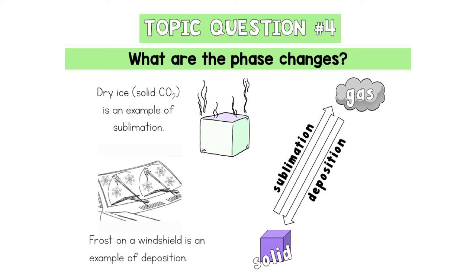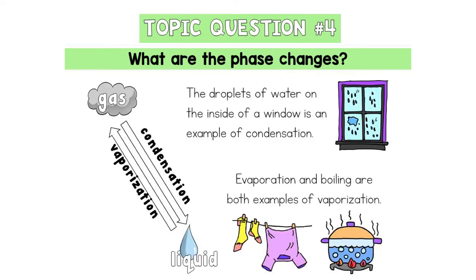The opposite process, going from a gas and removing energy to become a solid, is called deposition. This is what happens when frost forms on a car windshield on a really cold day. If you have a liquid and you add heat energy to it, it will vaporize to become a gas.